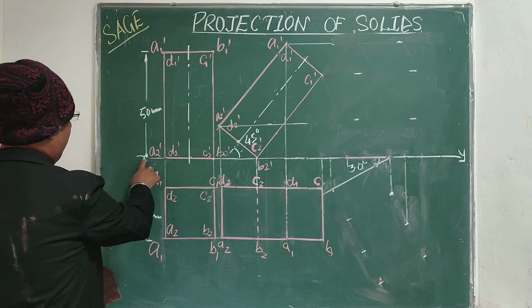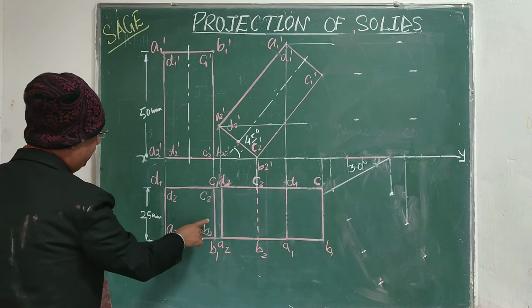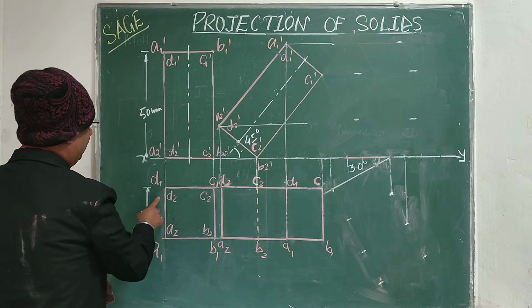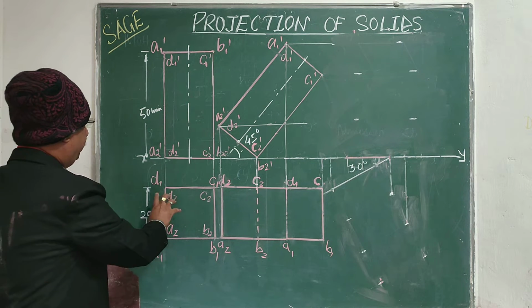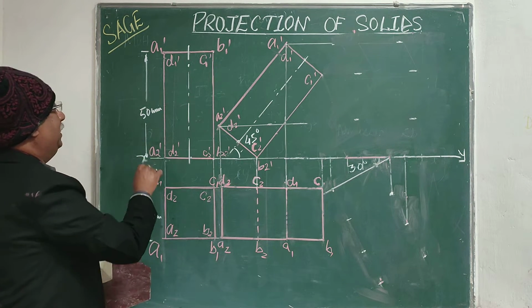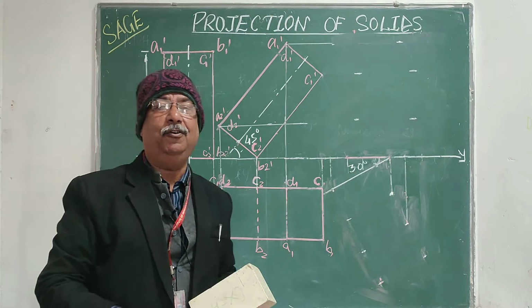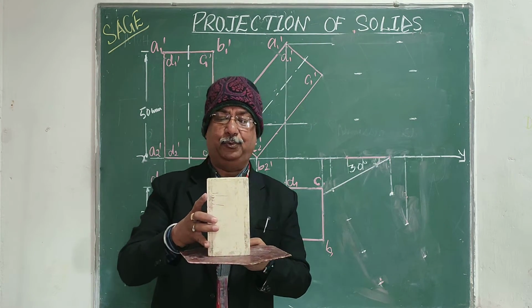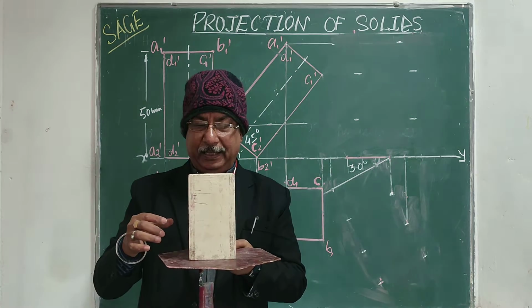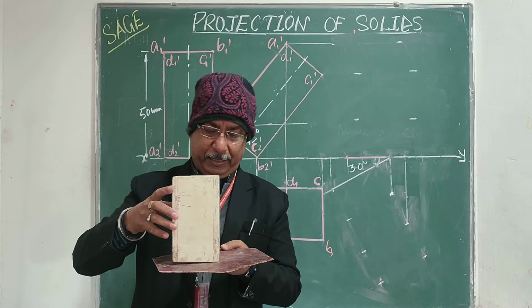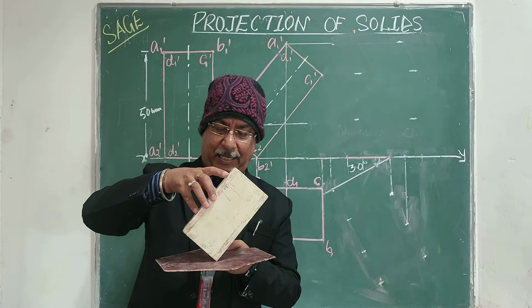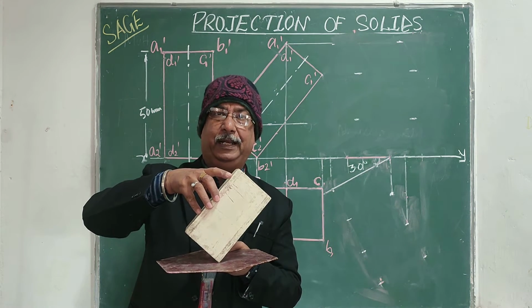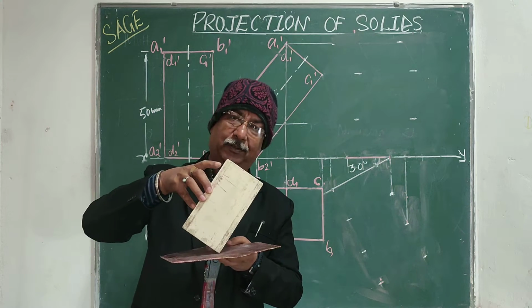So starting with the XY line, I have drawn the first base, that is A1, B1, C1, D1, A2, B2, C2, D2, and this is the front view. So the top view will be a square of 25 mm side and the front view will be a rectangle of 50 and 25. Now after that, in the second stage, I am going to make it inclined to the HP, making it 45 degree inclined to the HP, keeping this side on the HP.